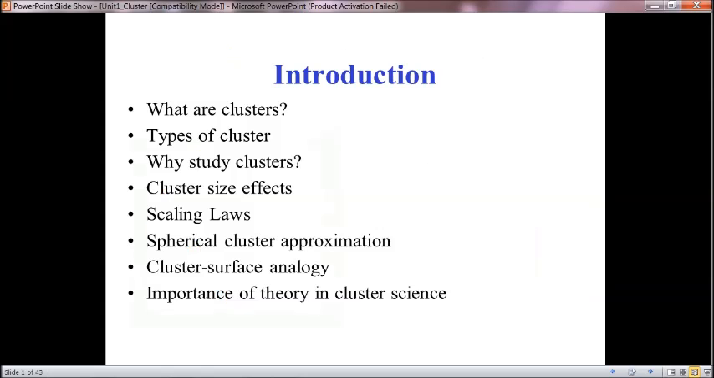So today we are seeing about what are clusters, types of clusters, why we have to study clusters, what are the cluster size effects, what are their scaling laws, how spherical clusters are approximated, and what is the cluster surface analogy, and the importance of theory in cluster science. So first we will see what are clusters in nanotechnology.